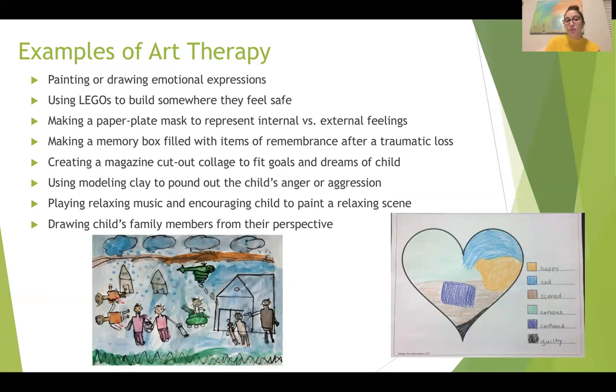Making a memory box filled with items of remembrance after a traumatic loss is also a great tool to use in art therapy, especially when a child has suffered a traumatic loss of maybe a loved one or a parent. Creating a magazine cutout collage to fit goals and dreams of a child. This is similar to a mood board that we may use as adults, but allowing children to build their own goals or dreams and put all these pictures together is a great way to do that as well.